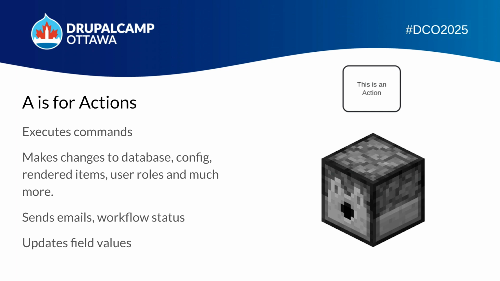Okay, and then A is for actions. They get represented in these squares in the modeler, and they're the doers. They're the executing commands. They're making changes to the database, or config, or rendering items, or doing things with roles. They also notify users, or send emails, or change statuses, and they can also update field values. Like in Minecraft, you have these dispensers that just shoot things out, and once they're triggered, that's it. They just operate and go.